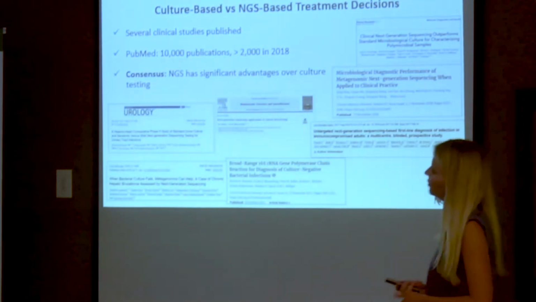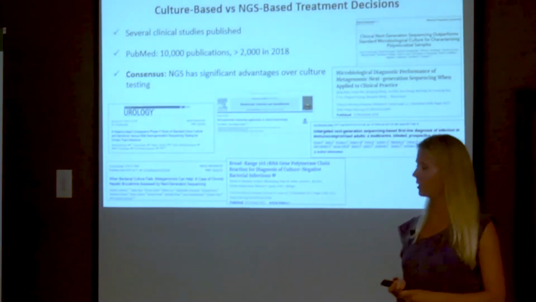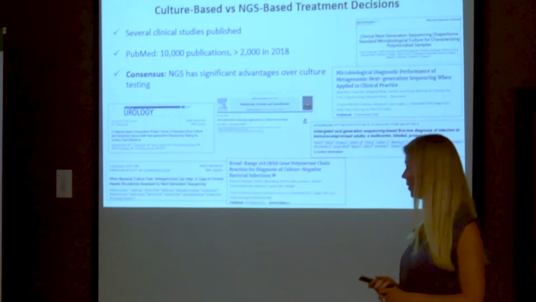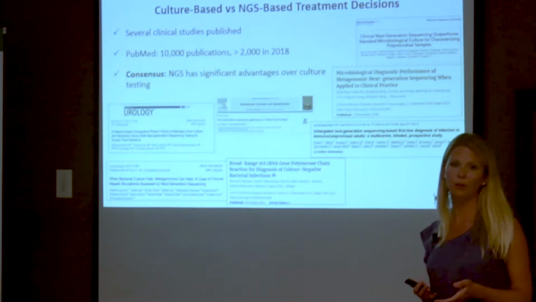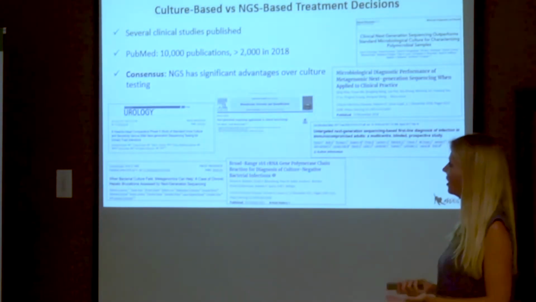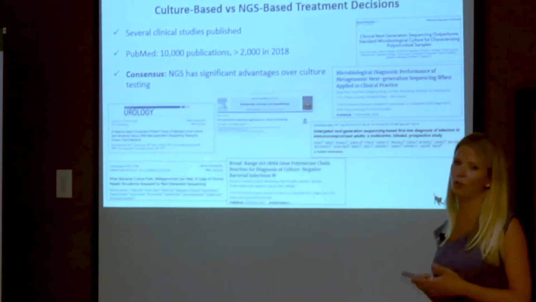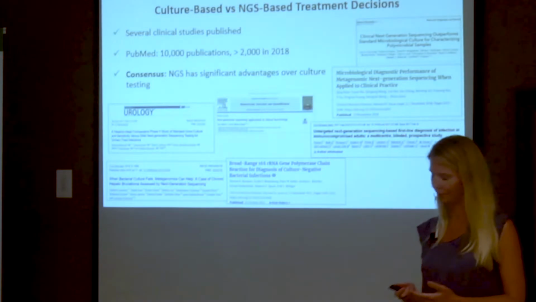There are more than 10,000 publications on PubMed. This year, more than 10,000 alone. You basically can't keep up with them anymore. And I highlighted here a few of those that I thought were relevant to you. And the consensus is that NGS has significant advantages over culture testing, mostly because it really detects everything that's there.